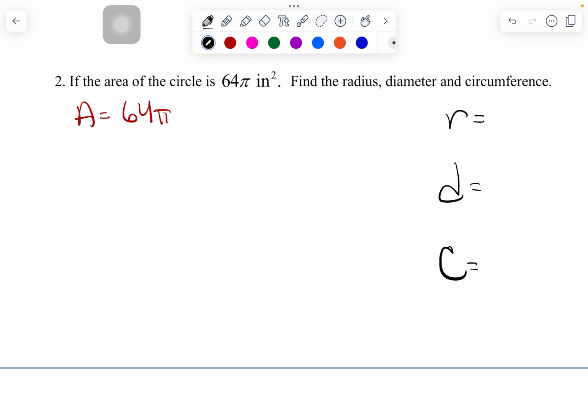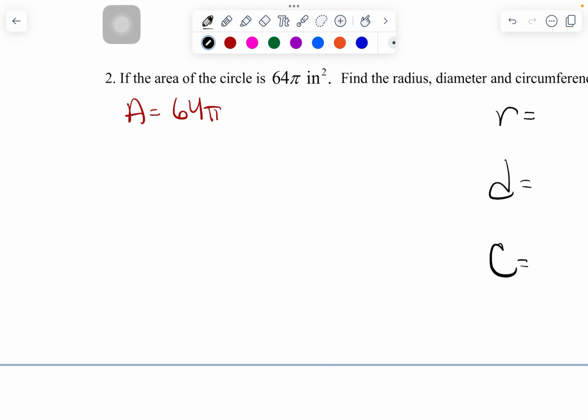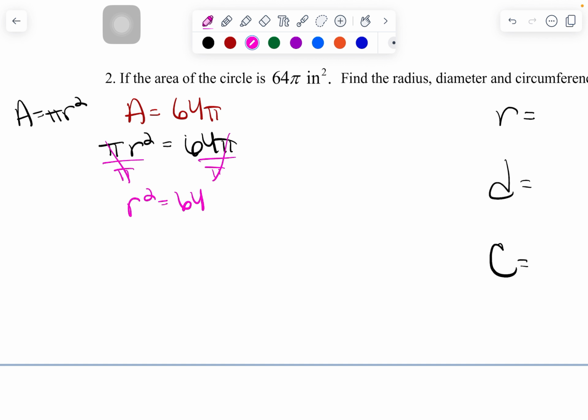Okay. Area formula. The area of a circle is found by doing area equals pi r squared, or r squared pi. It won't matter. If I fill that in, r squared pi equals 64 pi, I can go ahead and solve this. I'm going to divide both sides by pi. Those cancel out, and I'm left with r squared equals 64. And I'm going to take the square root of both sides.